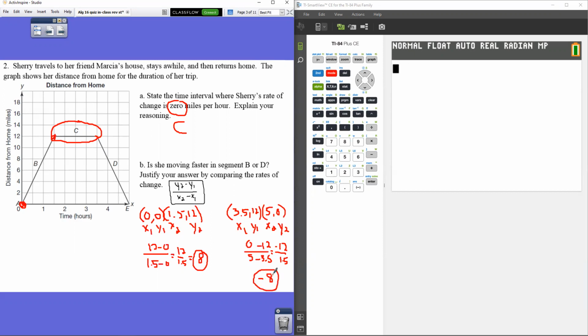Now, be careful. That negative 8 doesn't mean that it's slower, all right? 8 and negative 8 are actually the same. We actually have to take the absolute value of that number because she's not traveling at a negative speed. It's just that she's coming closer back to home. That's what that negative means, that she's getting closer. So these are actually the same. So these would be equal. Normally, you would take the larger of the two numbers as the faster rate of change. But when they're equal like this, it's negative because it's going down, because she's coming closer back to home.